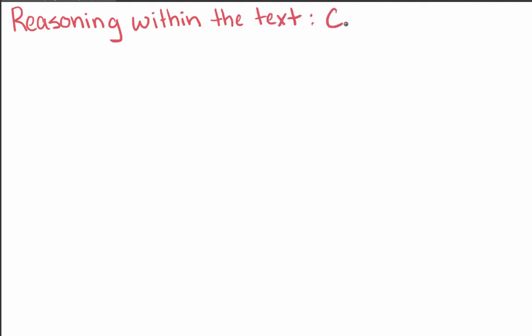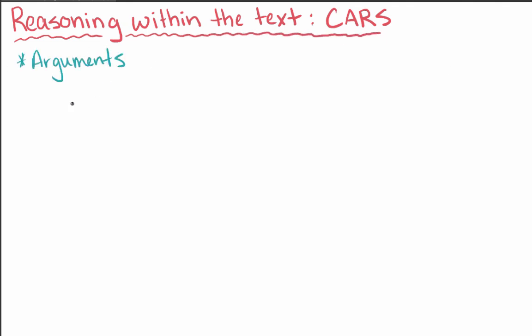The purpose of this video is to help you understand the reasoning within the text questions. These are one of 3 categories of questions on the Critical Analysis and Reasoning Skills section of the MCAT. The key feature of these questions is that they ask you to examine the arguments being made by the author.